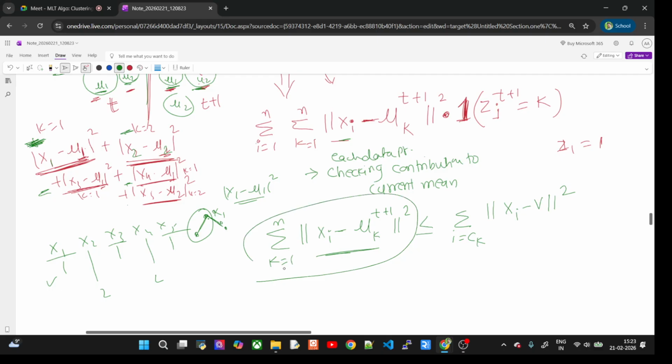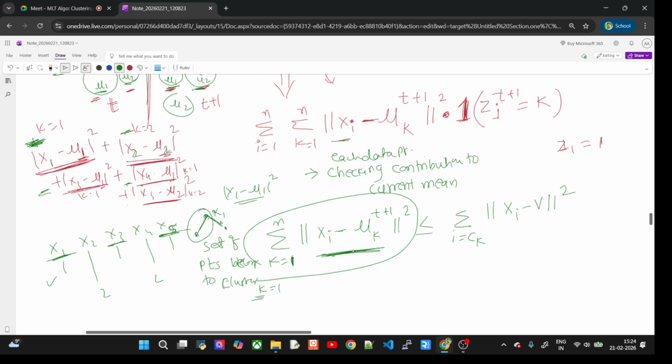This is a set of points belonging to cluster k, k equal to 1, for example. Whenever there is one cluster, only those points will be here, x1, x2, x5, these points. Only for those points we are calculating their contribution to their mean. We are just calculating the contribution to their mean.